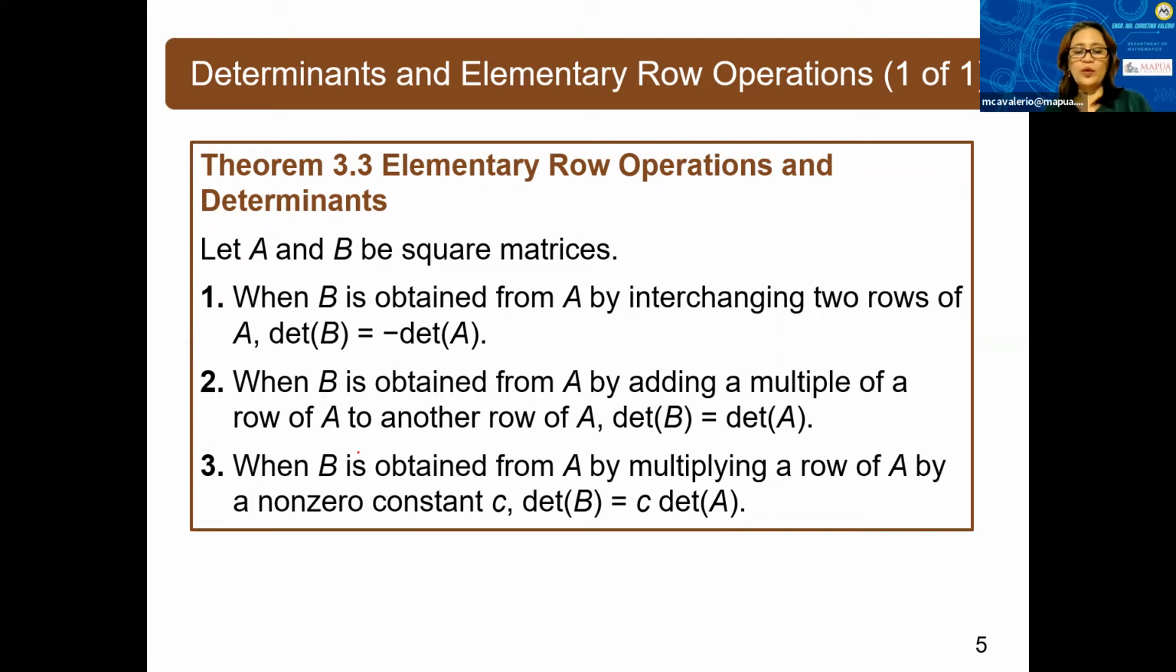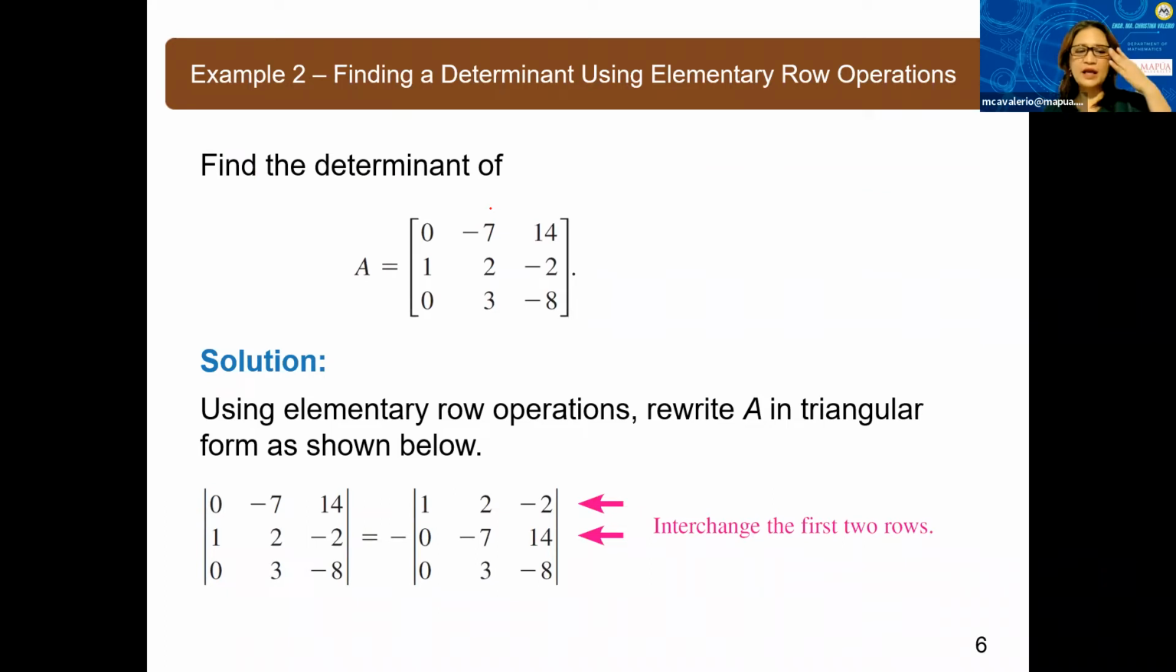In number 3, when B is obtained from A by multiplying a row of A by a non-zero constant C, then the determinant of matrix B will be equal to C times the determinant of A. Okay, let us have this example. Find the determinant using elementary row operations. We have A, which is a 3 by 3 matrix, with entries 0, negative 7, 14, 1, 2, negative 2, 0, 3, and negative 8. Last time, we learned that the determinant of a triangular matrix is simply the product of the diagonal entries.